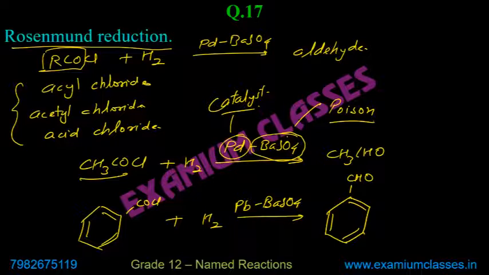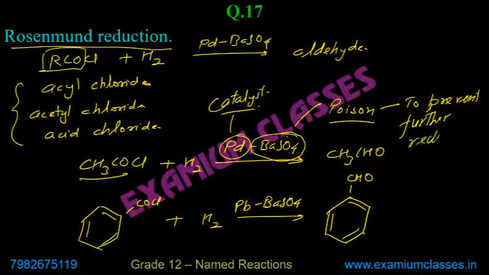So palladium is the catalyst. Barium sulfate is not a catalyst. It is used to reduce the activity. Otherwise, it will further get reduced to alcohol. You know that aldehydes can get reduced to alcohol. So what is the function of barium sulfate? It acts as a poison, the main function being to prevent further reduction to alcohol.